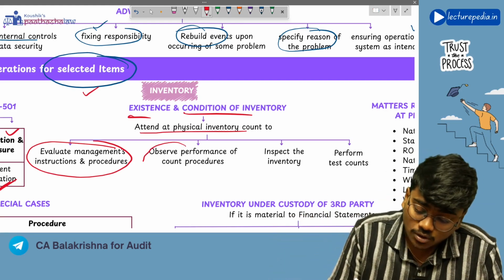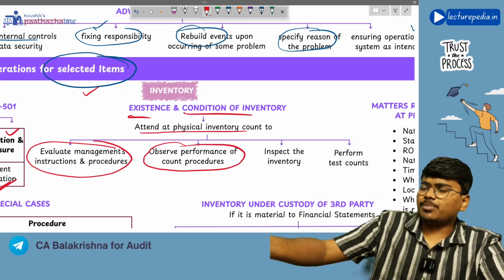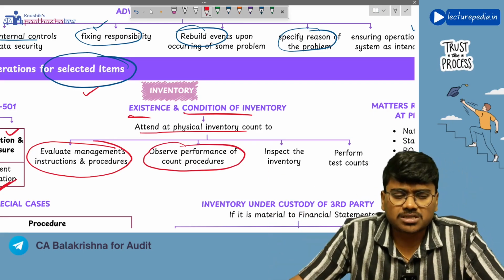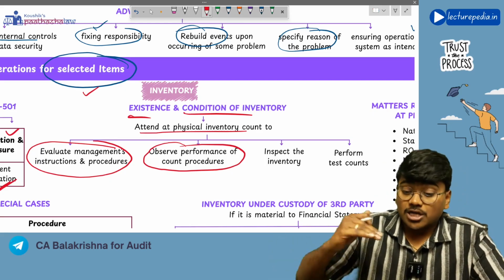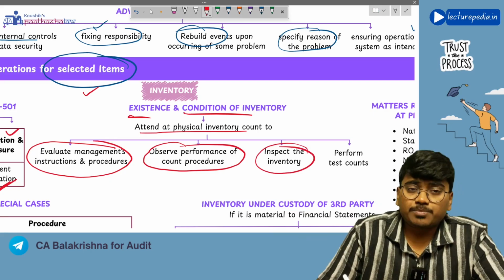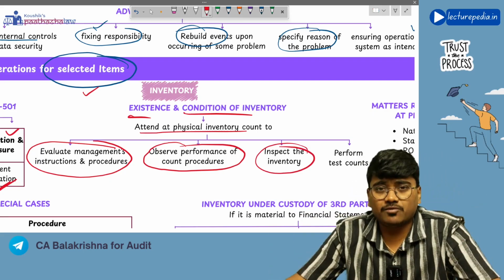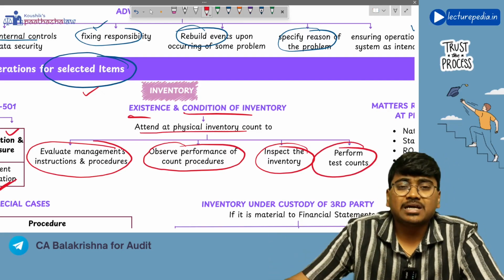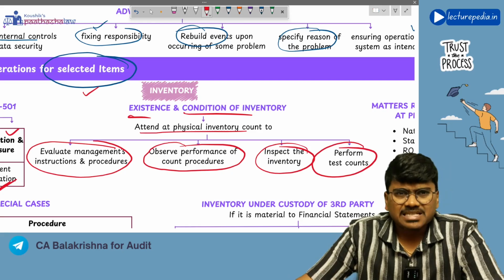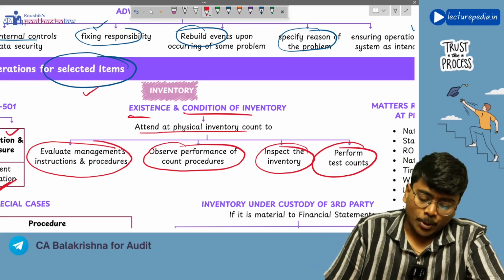Next, you will also observe the performance of the count procedure. The staff are performing the counting procedures, so you will observe whether they are properly counting or not. You yourself will also inspect the inventory, with your own hands, to see whether the inventory is actually present or not, and finally perform test counts. You will do these things by attending at the physical inventory counting location, right?